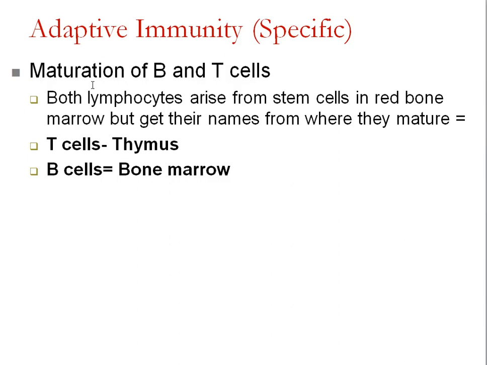So with adaptive immunity, we're talking about the maturation of our B and T cells. Both lymphocytes arise from stem cells in the red bone marrow, but they get their names from where they mature. T for thymus, B for bone. Remember, both of these B and T cells come from the bone marrow, but we name them for where they mature. So B cells mature in the bone marrow, T cells mature in the thymus.